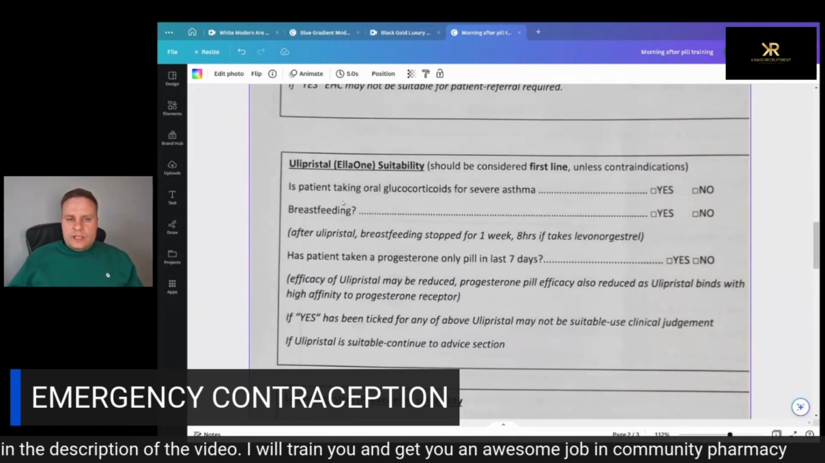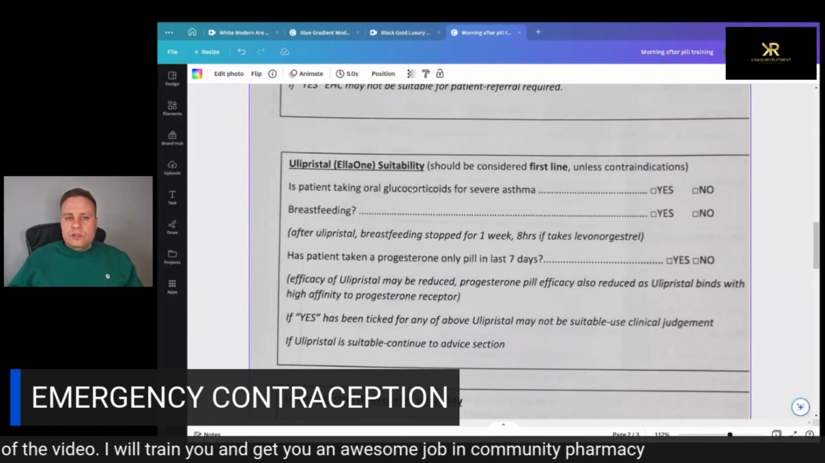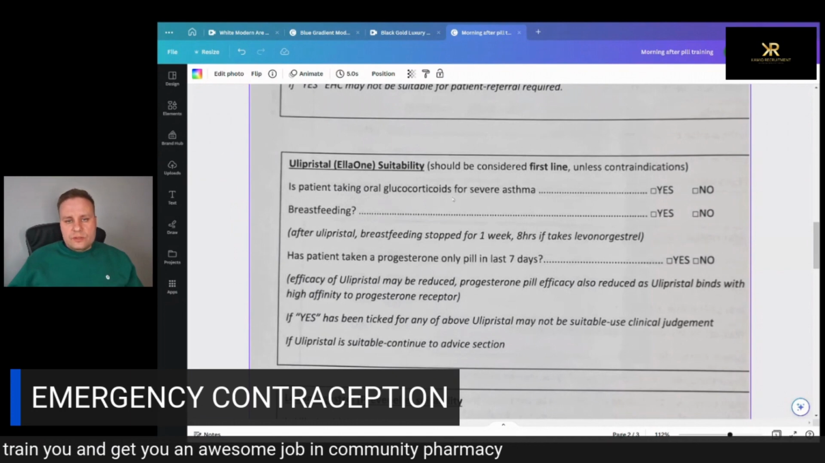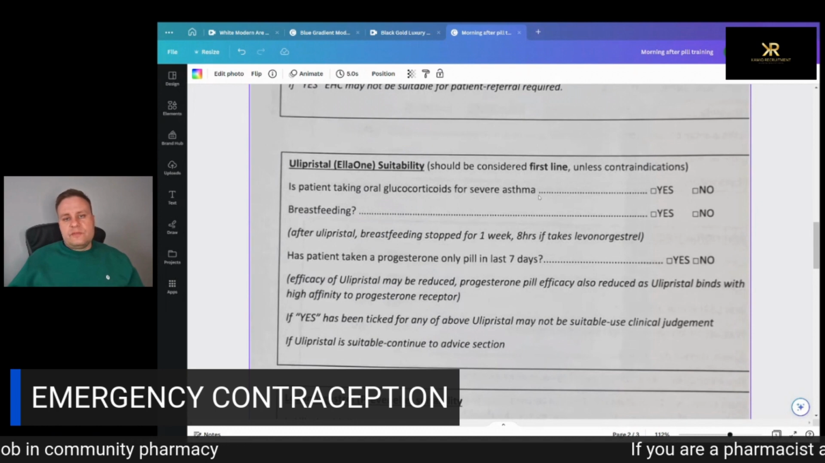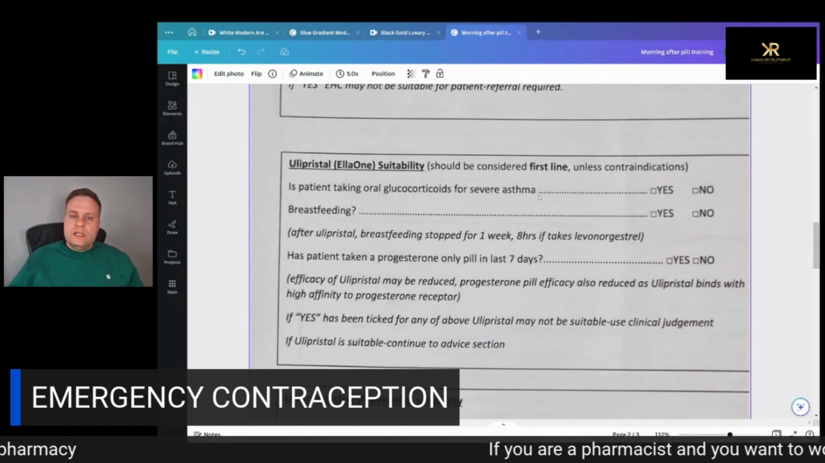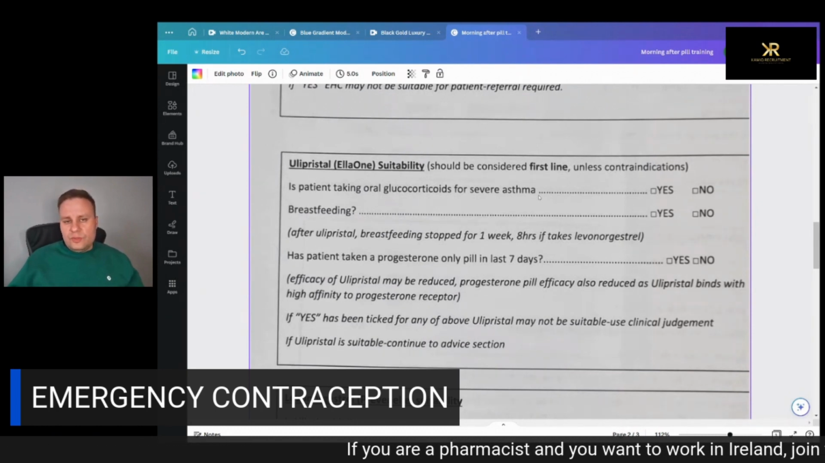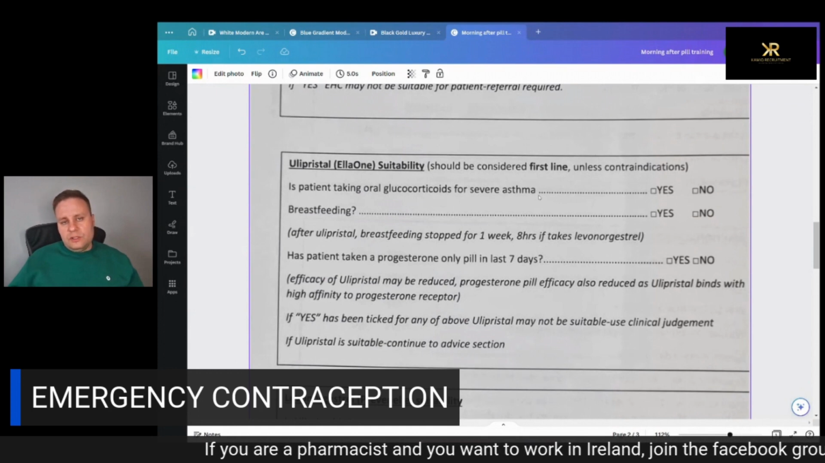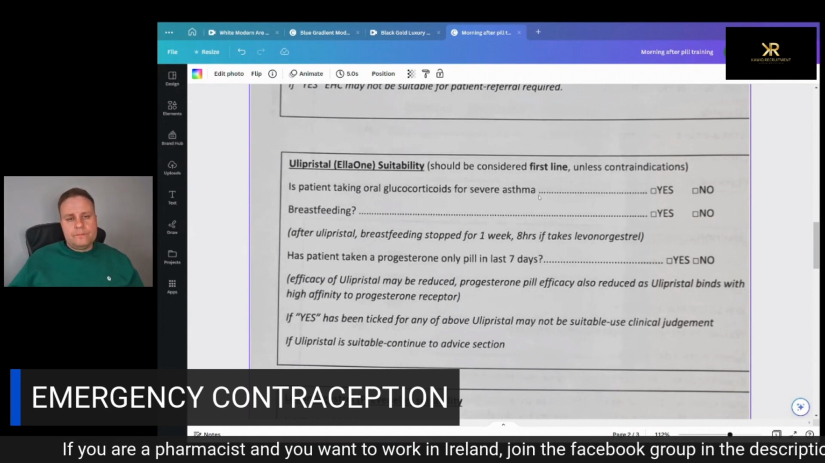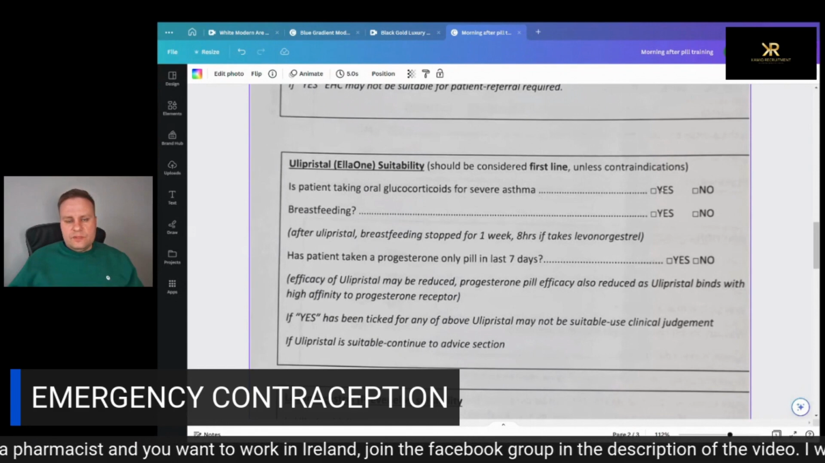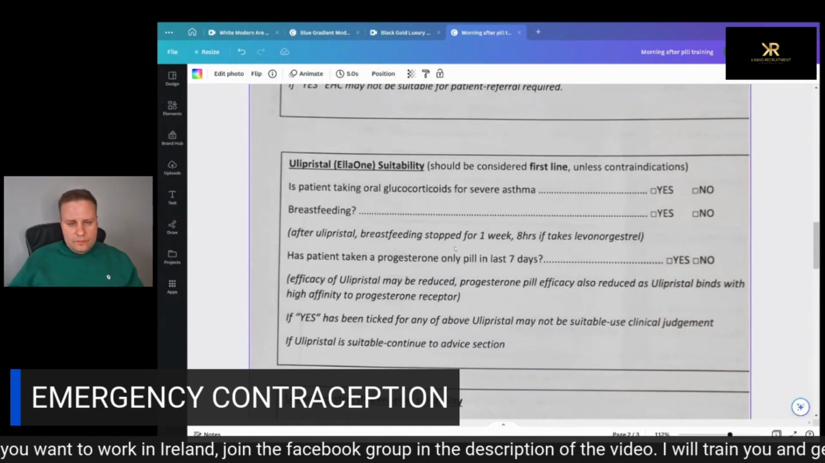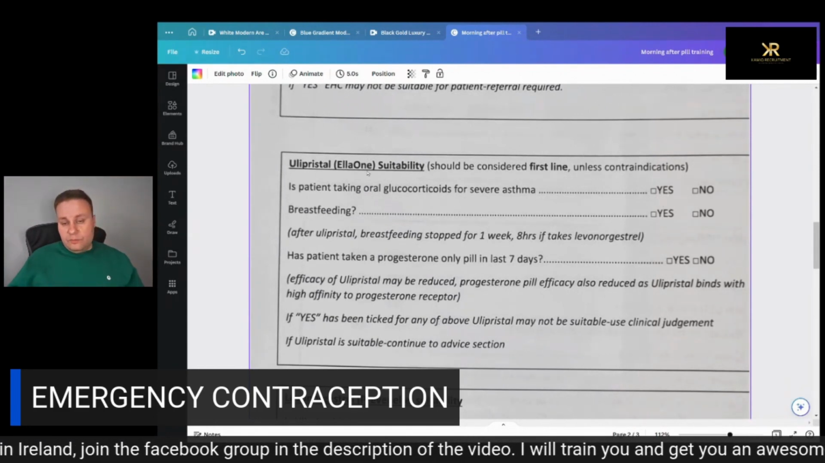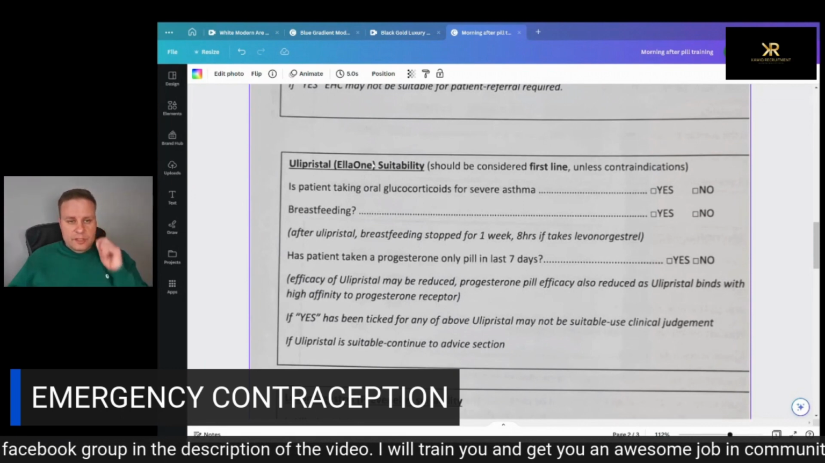Now, you have to ask, is the patient taking oral glucocorticoids for severe asthma? So if she suffers from severe asthma, so much so that she has to control it with steroids, if you tick yes there, then Ella One might not be suitable for her.